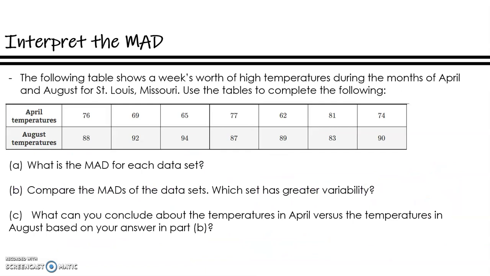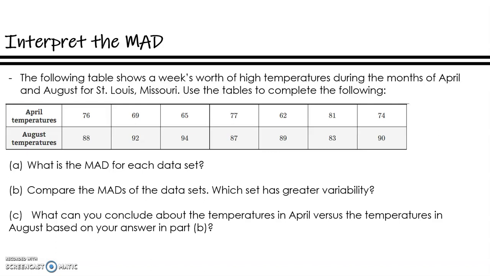So we're going to learn how to compare our MADs. Okay, so it says the following table shows a week's worth of high temperatures during the months of April and August for St. Louis, Missouri. Use the tables to complete the following. Part A, what is the MAD for each set? Part B, compare the MAD. Which set has a greater variability, meaning which one has a greater MAD, which data is more spread out. And then C, we're going to conclude.